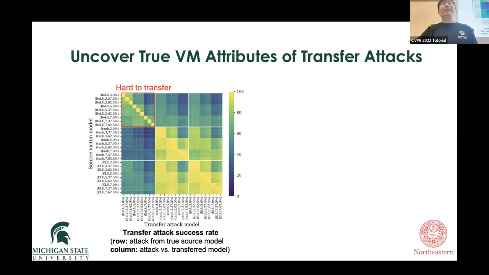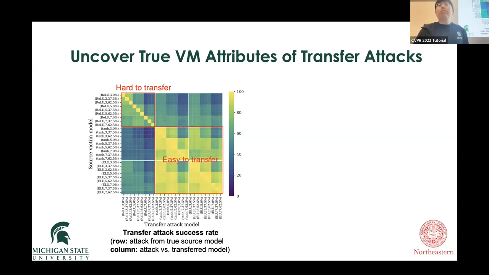Why? Because for the activation function, we consider three types: ReLU, ELU, and tanh. ReLU is the only activation function which is not smooth. ELU and tanh are smooth activation functions. So, relatively speaking, it's difficult to transfer attacks from ReLU-based models to smooth activation-based models. That's why this first regime is hard to transfer, because it corresponds to ReLU-based models.